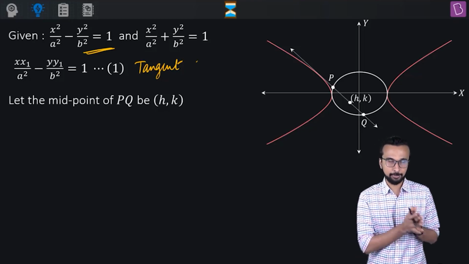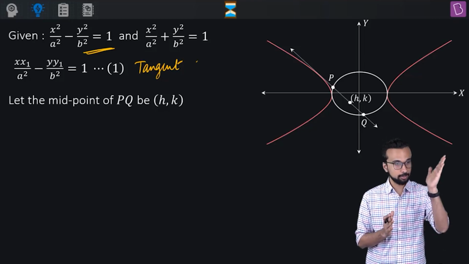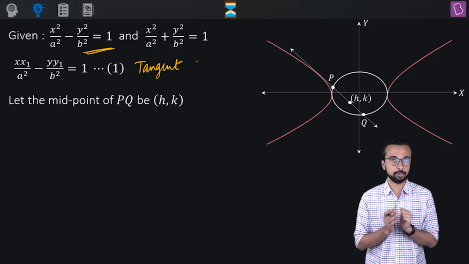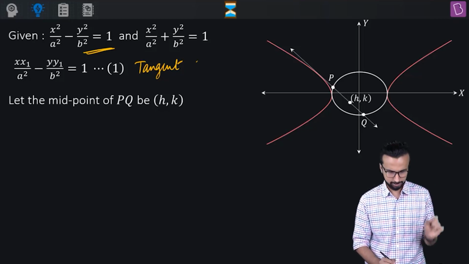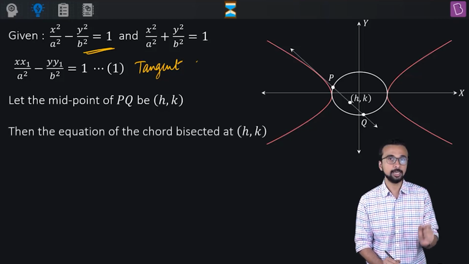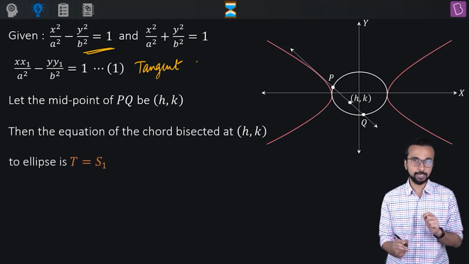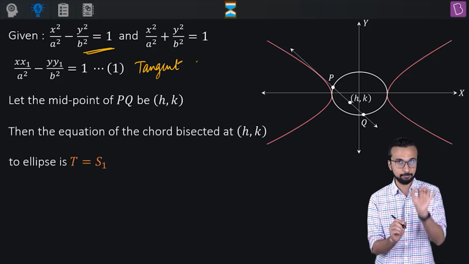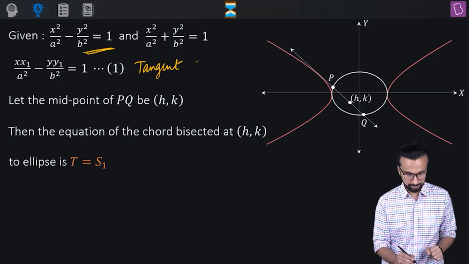Now, separately, consider an ellipse where the midpoint of the chord is given. Can you find the equation of the chord? Yes, you can, using the simple formula T = S1. Okay, so where do we get T from? (h, k) is the midpoint of the chord that is given, so we will use that for T here.